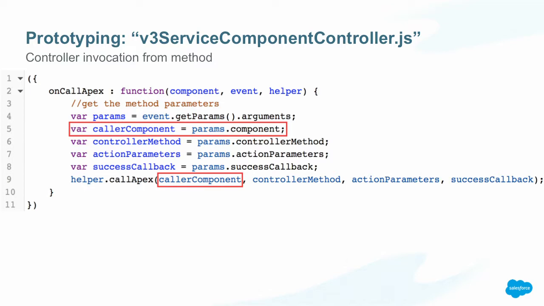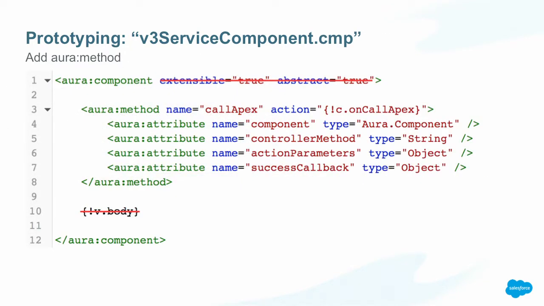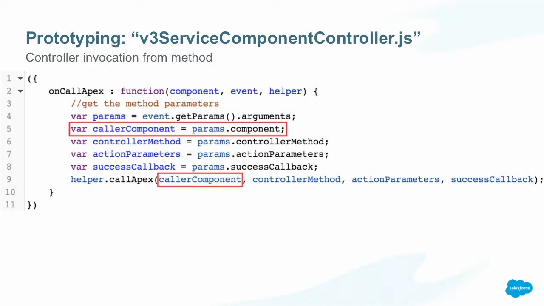So how can I get the data from the Aura method when I jump back here, component, controller method, all this stuff? I have to use event.getParams().arguments. Yeah, you have to remember, I always look it up, but that's the way it is. So you use event.getParams().arguments, and then you have an object, and then you can access all the attributes you defined in the Aura method declaration. So for instance, I have controller method, action, parameters, success callback, all the same things we had before, and then I can invoke a helper method by just passing on this information.